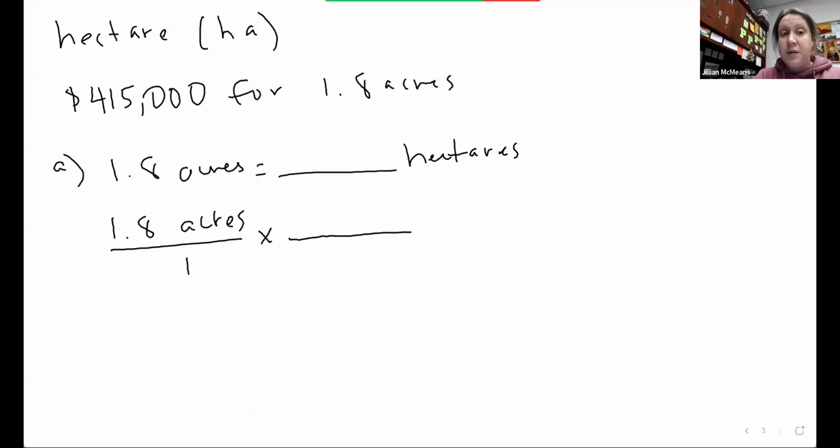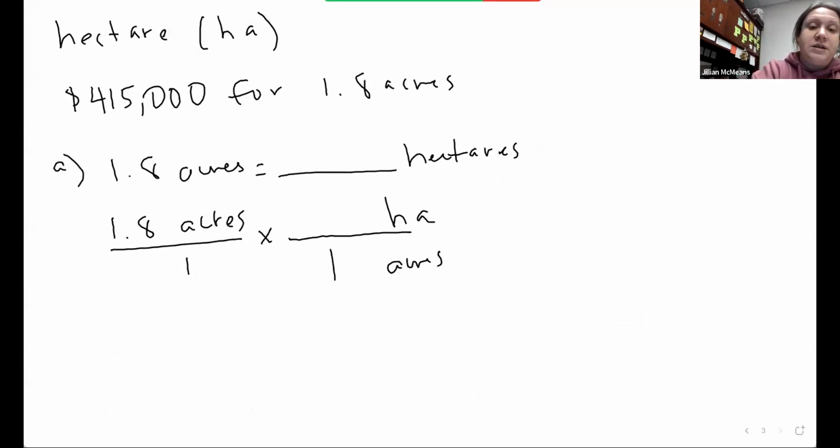Now we're going to multiply it by a unit fraction that relates acres in the denominator to hectares in the numerator. Since in the first fraction acres is in the numerator, in the unit fraction I want acres to be in the denominator, so they'll cancel. And remember, 1 acre is approximately 0.4 hectares.